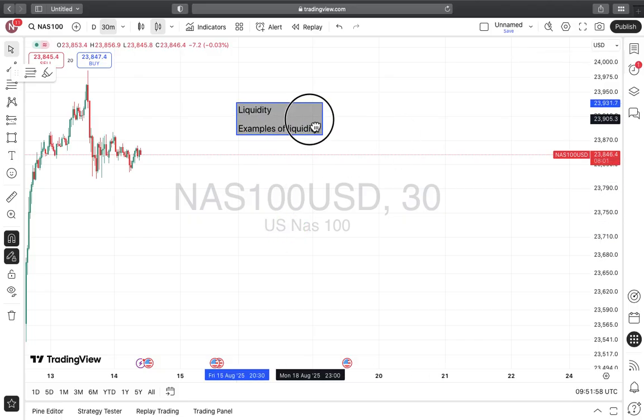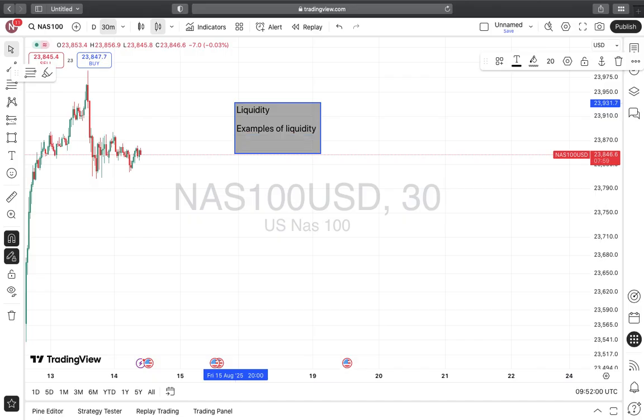Now, the first liquidity I want to take you through in this video, we have three examples of liquidity. We have equal lows and equal highs liquidity.